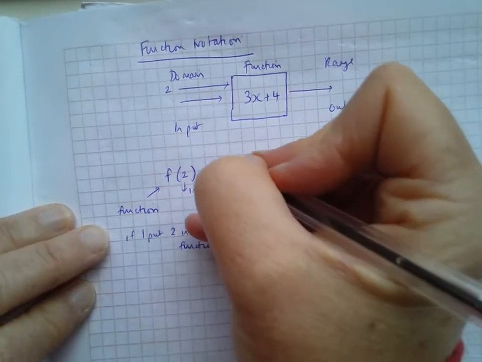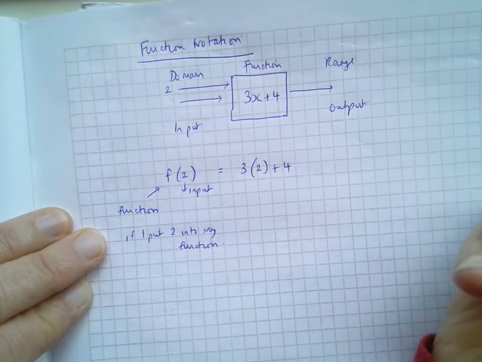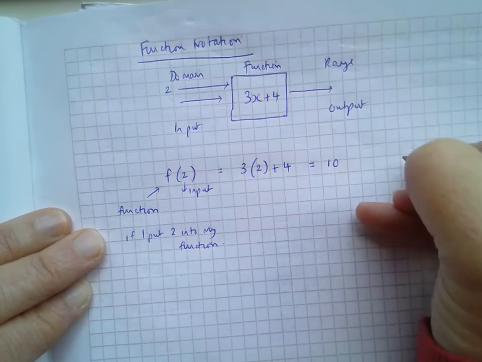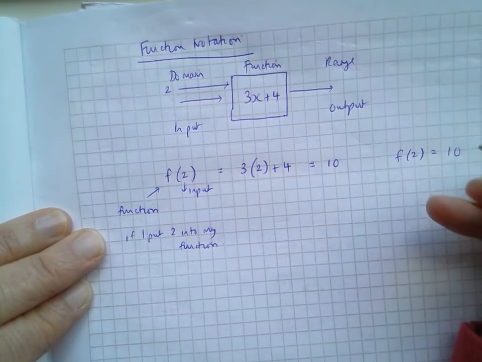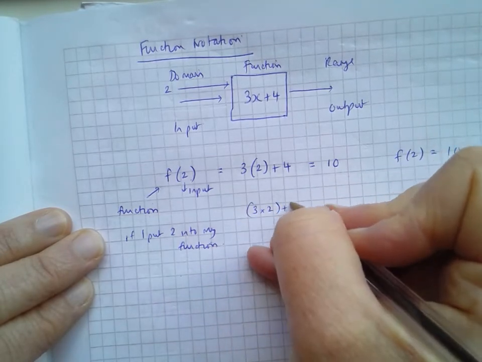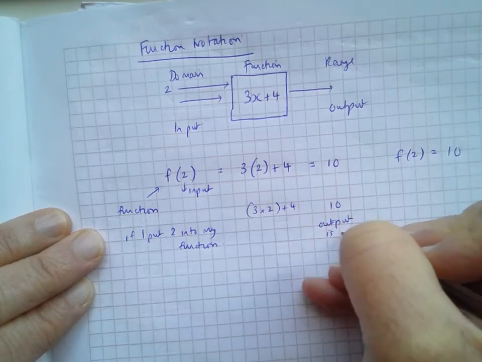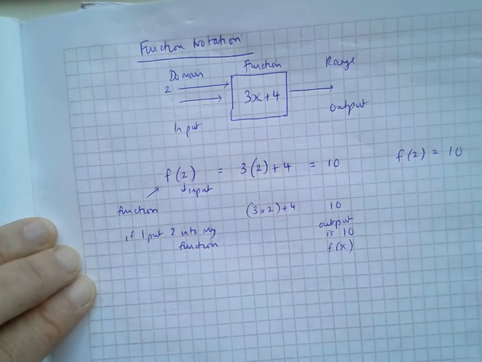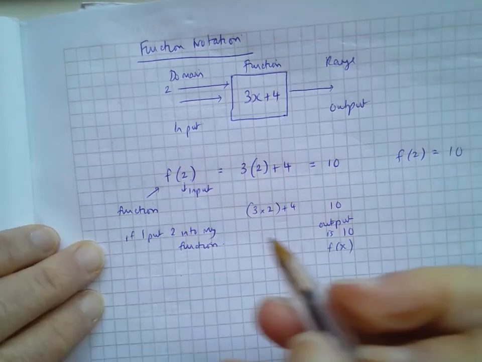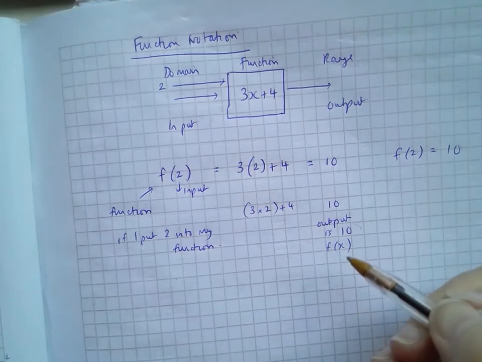Okay, f of 2 equals 3 by 2 plus 4 equals 6 and 4, which is 10. So what I can say is f of 2 equals 10. If I put 2 into my function, it's 3 times 2 plus 4. The output is 10, and this is called f of x. Okay, so f of x here refers to the output. F of 2 means I put 2 in. I'll come back to this f of x business in a minute, because if I continue with it now, it won't make that much sense.